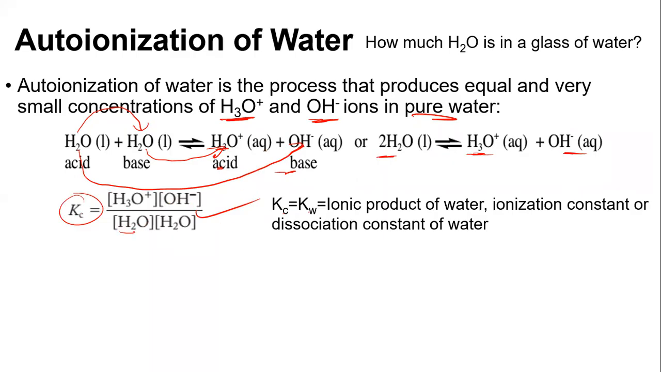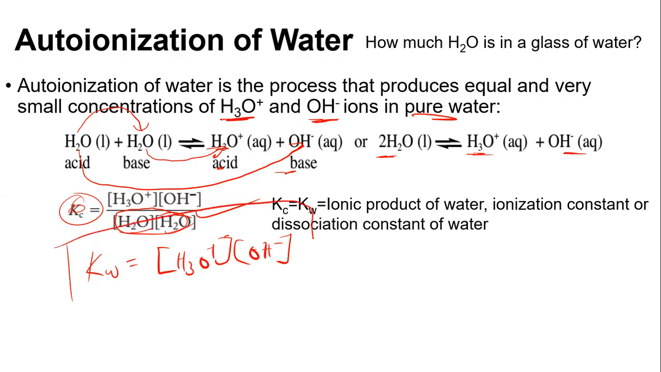So what we say is that the water here is in excess and is very large. So then we can just multiply the water concentration by the Kc here, and then we'll just have the Kw, which is equal to the concentration of the H3O+ ions multiplied by the concentration of the OH- ions. Very simple, right? Cool. So this is what we call the Kw, and the Kw is known as the ionic product of water, or ionization constant or dissociation constant of water, right?